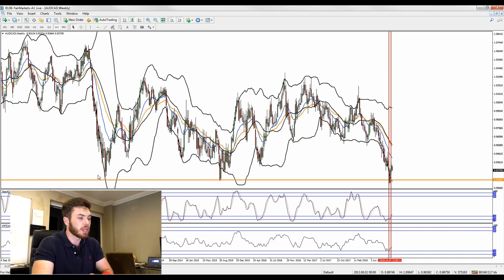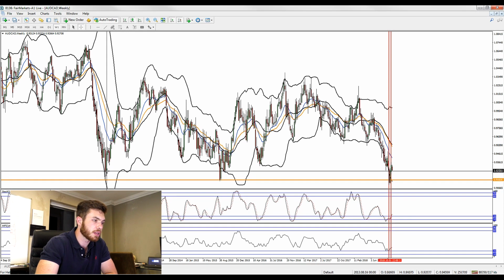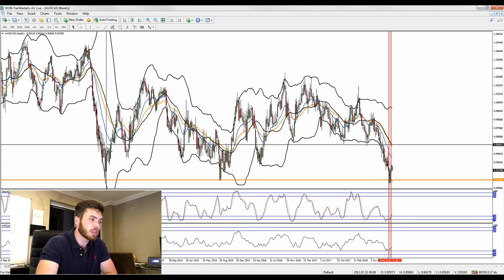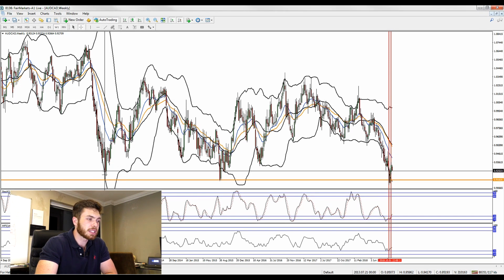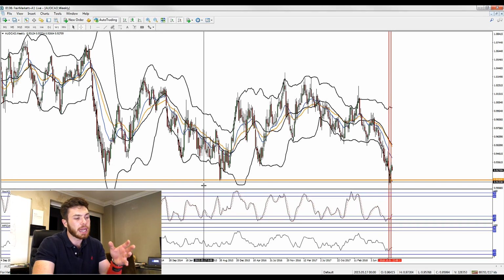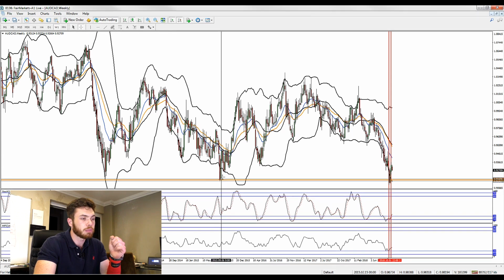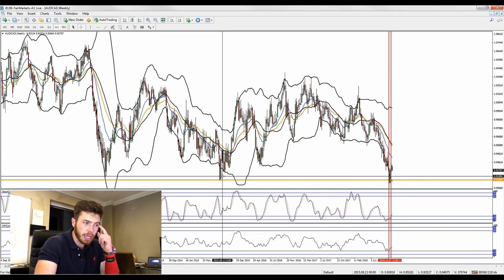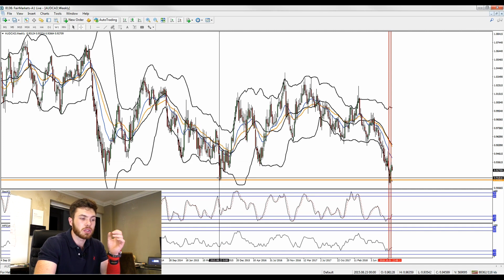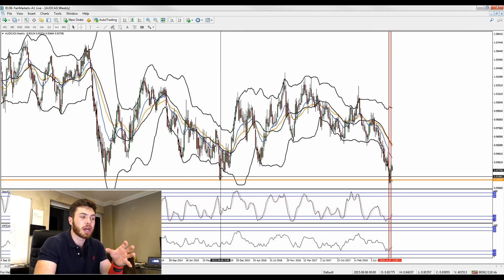So we've got these support levels, how way back when in 2013 on the 7th of July, price moved right back down to that support level. And again on the 10th of May, and September 2015, how price action moves straight back down to that support level again.